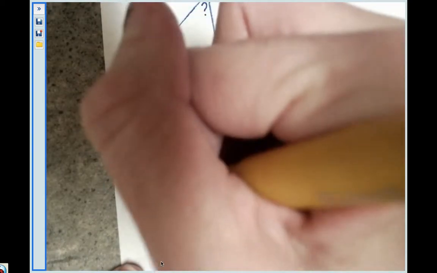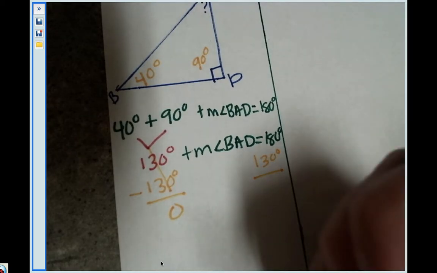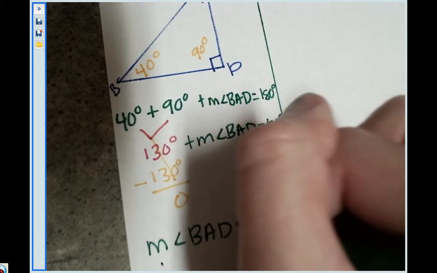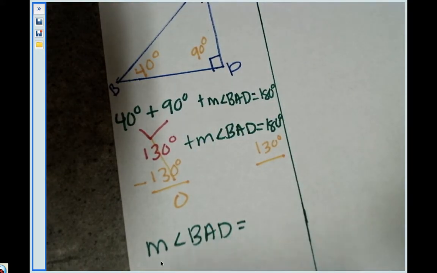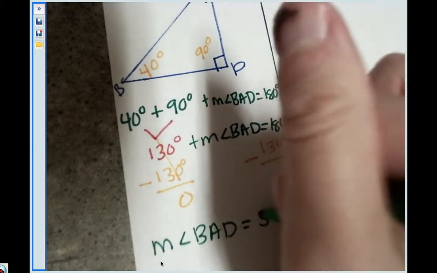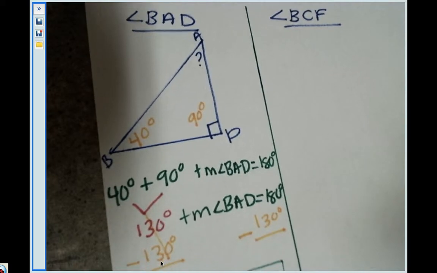All right, which these will cancel out and turn to 0. So the measure of BAD, we're almost there. The measure of angle BAD equals 180. Oh, I didn't put the subtraction symbol. Silly, Miss Long. 180 minus 130 will give me 50 degrees. So guess what, you guys? The measure of angle BAD is 50 degrees.